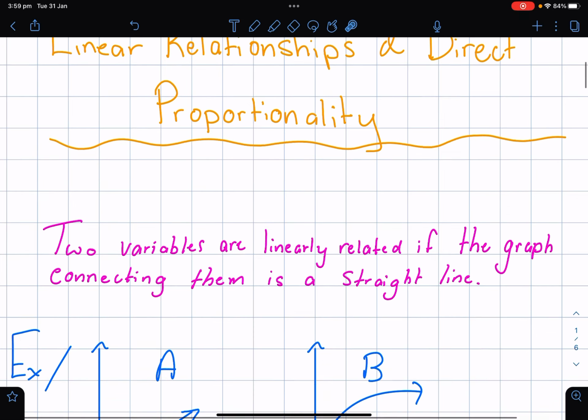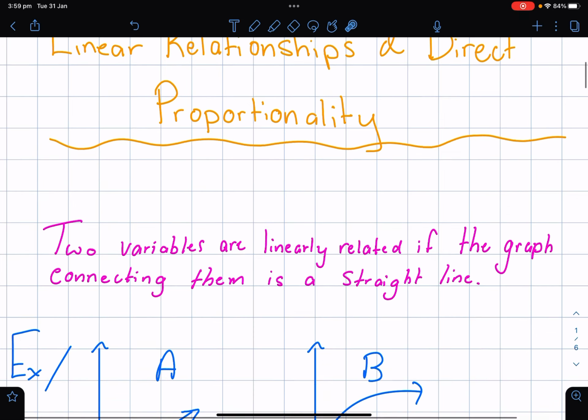So here's 4 examples. So A, that is a straight line, so the two variables that make this graph are linearly related. B has a nice curve to it, so this is not a straight line, so therefore the variables in graph B are not linearly related, and C and D are both straight lines, so they are linearly related. Really easy, quick test to do.